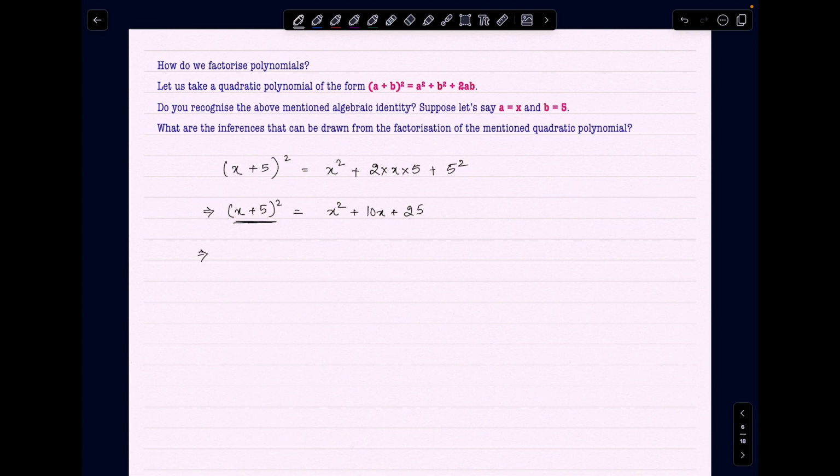This (x plus 5) square can be written as what? (x plus 5) into (x plus 5). Got my point? (x plus 5) into (x plus 5) can be written as x square is as it is.